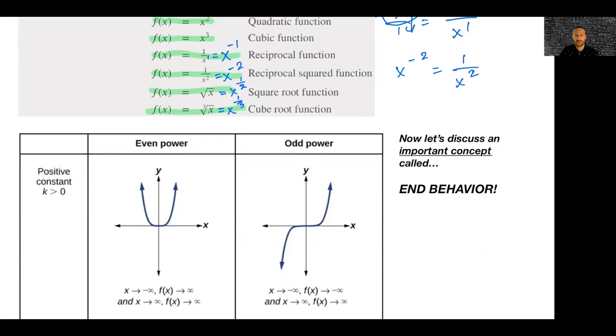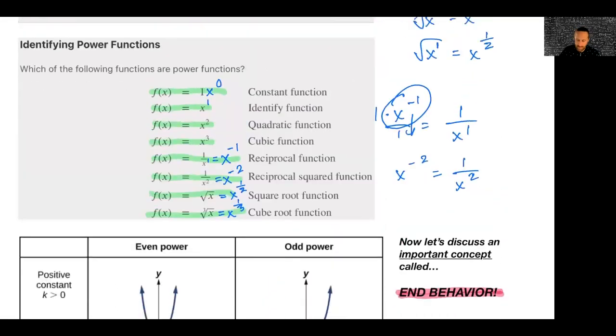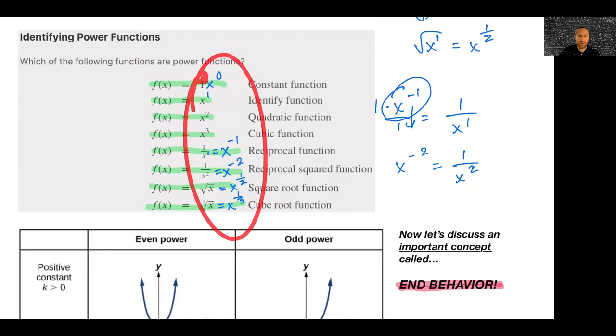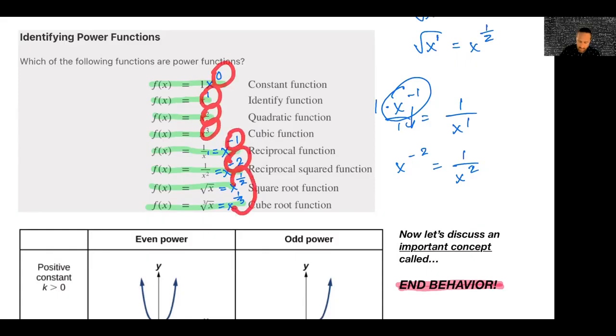Well, we need to talk about this new thing called end behavior. And what do we mean by end behavior? Exactly that. How do these things behave at the ends, the outer parts of all of their graphs? So as you saw in the previous example, these power functions can have x to many different powers, 0, 1, 2, 3, or -1, -2, or even a fraction.